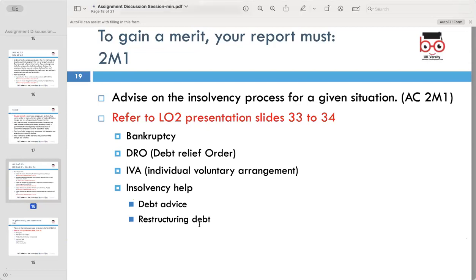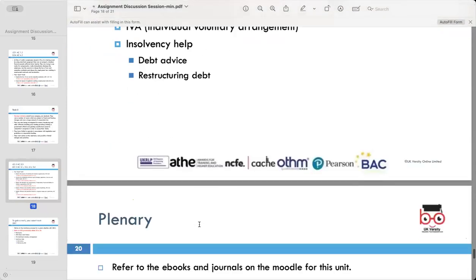And restructuring: discuss the concept of debt restructuring, where the terms of existing debts are modified to make repayment more manageable. This may involve negotiations with creditors for revised terms. That's it.